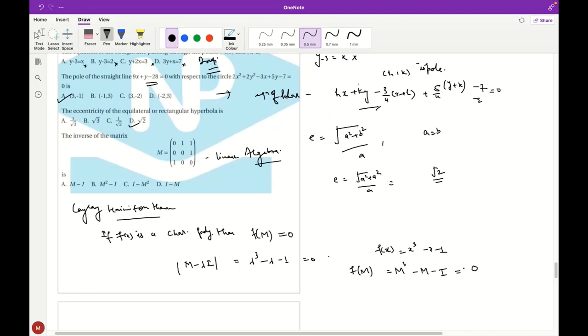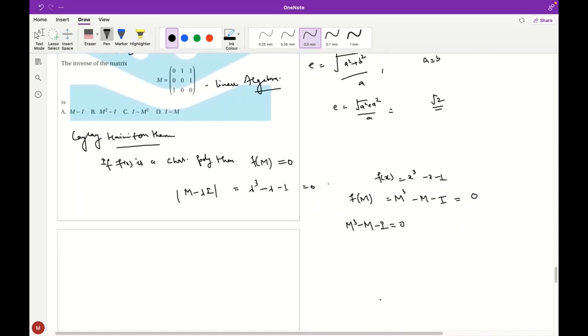So now our equation is M cube minus M minus I. Now we have to find the inverse, so multiply this equation by M inverse. This will become M square minus identity minus M inverse equal to 0. So transfer M inverse to that side, and we get M square minus I equal to M inverse. This will be the answer. So your answer is B.